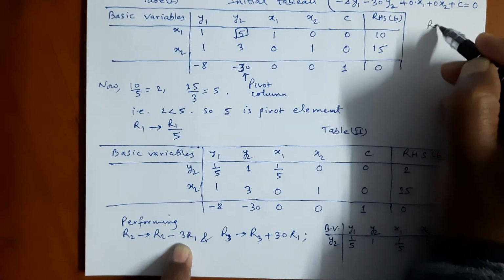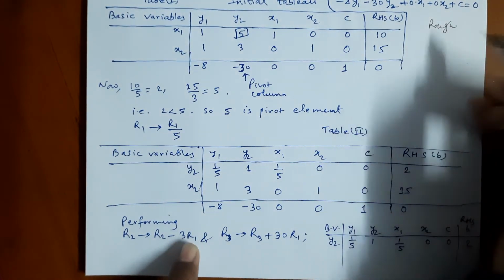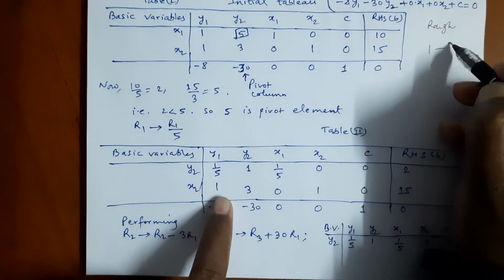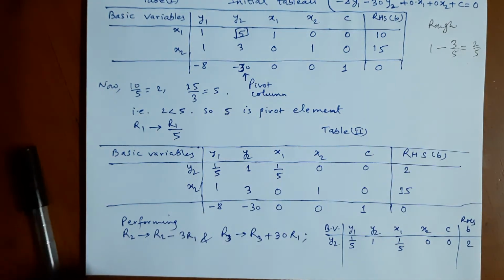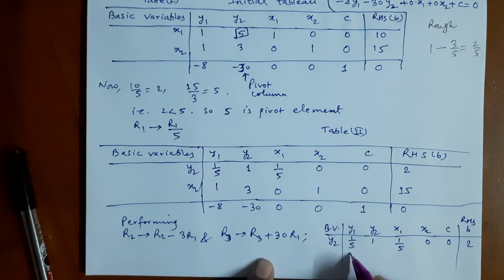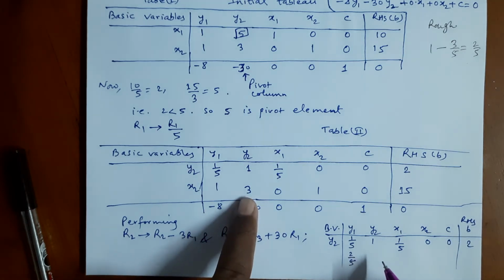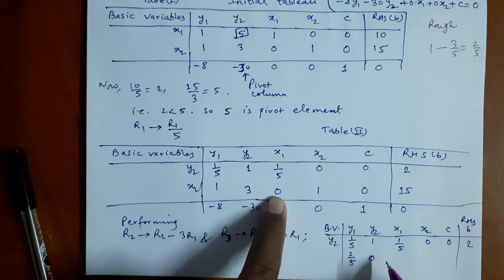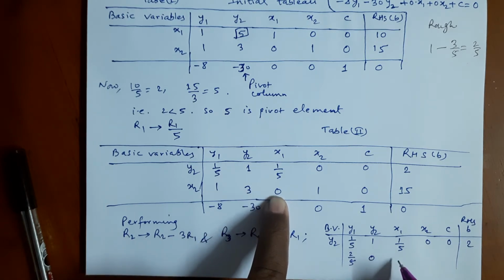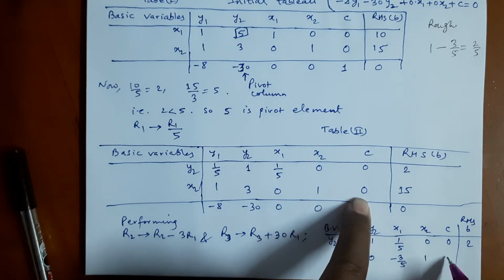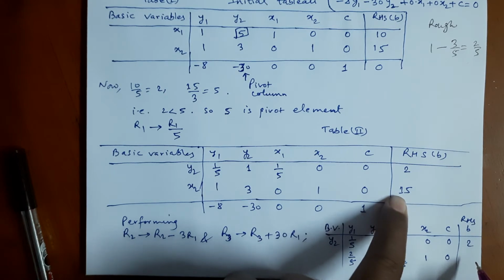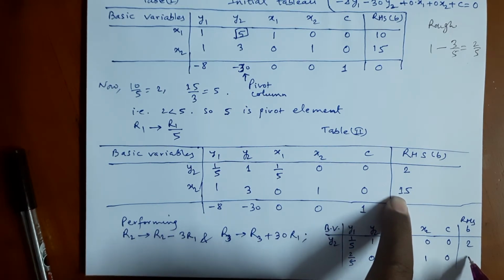Let's do some rough work. R2 is 1 minus 3R1, 3 over 5. So this gives 5 minus 3, 2 over 5. Okay, so here we write 2 over 5, and 3 minus this 3, it will be 0, and here will be 0 minus 3 over 5, that is minus 3 over 5, and 1 minus 3 times 0, that will be 1. 0 minus 3 times 0, that will also be 0. 15 minus 3 times 2, that will be 9.